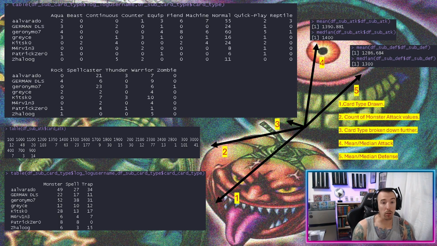So, you know, we talk about GK Spy. I know JDZ is always talking about GK Spy and how it's busted. This is just showing, on average, on all the monsters that were drawn, the average attack was roughly 1400, and the average defense was roughly 1300. Bottom left, I just subsetted this out to show the count of monsters drawn, spells drawn, and traps drawn.